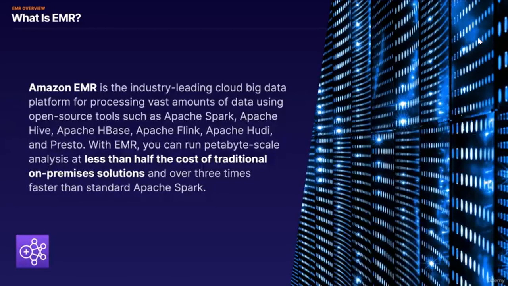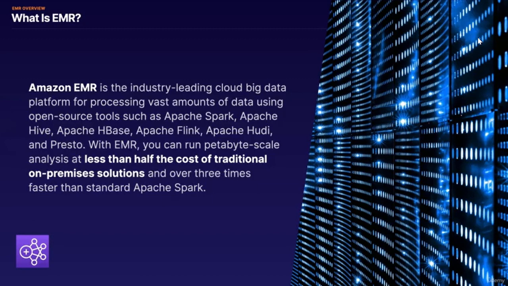Now, this is the industry-leading cloud big data platform for processing vast amounts of data using open source tools such as Apache Spark, Apache Hive, Apache HBase, Apache Flink, Apache Hudi, and Presto. And with EMR, you can run petabyte scale analysis at less than half the cost of traditional on-premise solutions and at over 3 times faster than standard Apache Spark. So EMR is a solution for big data that's hosted within AWS.